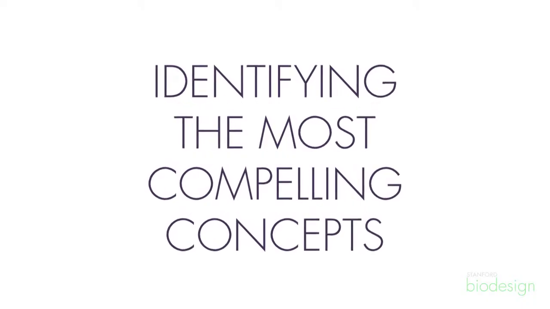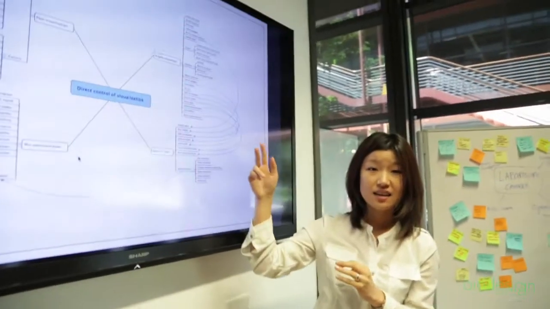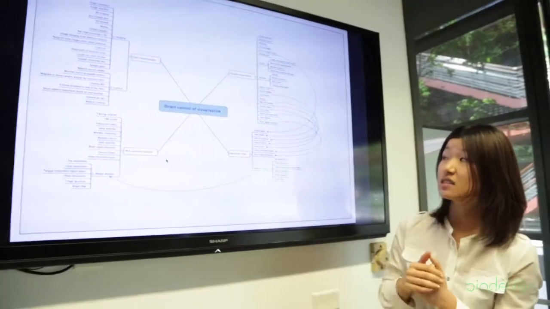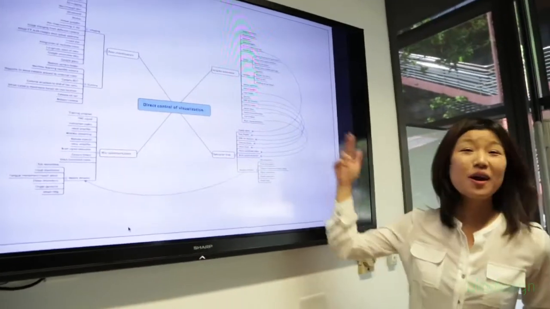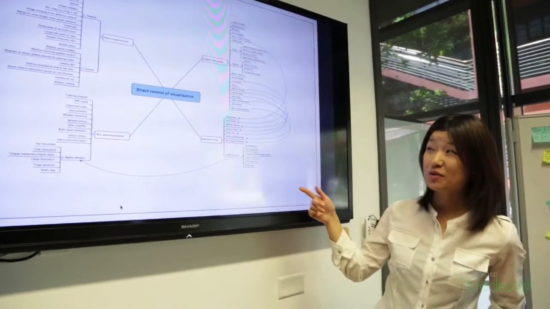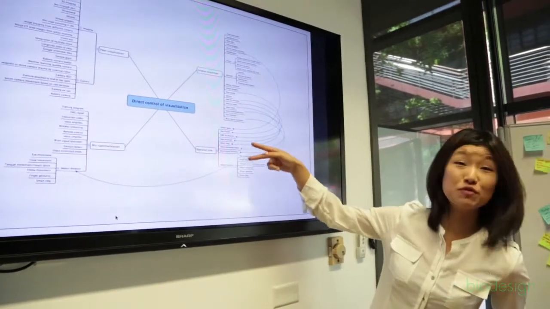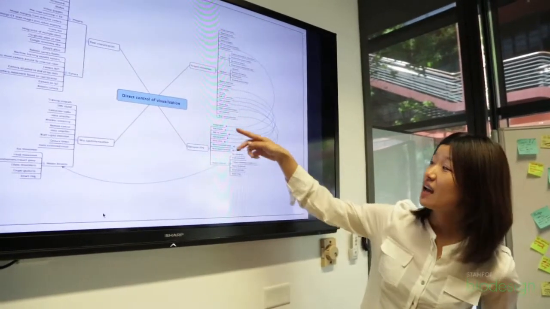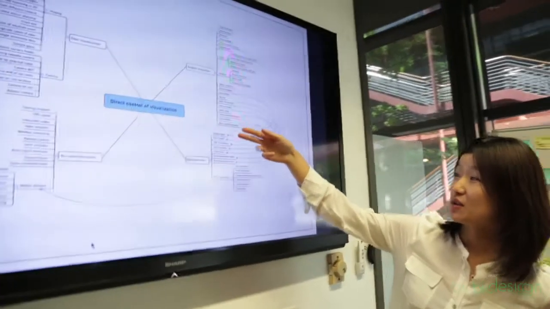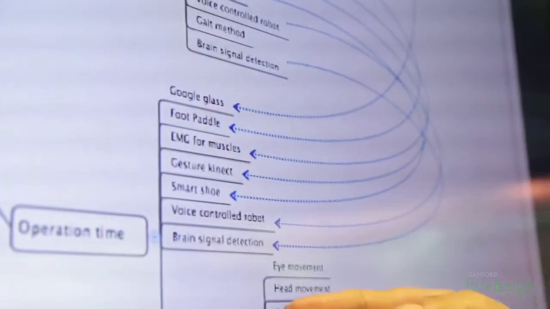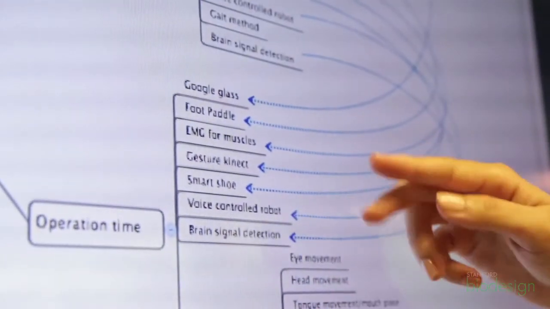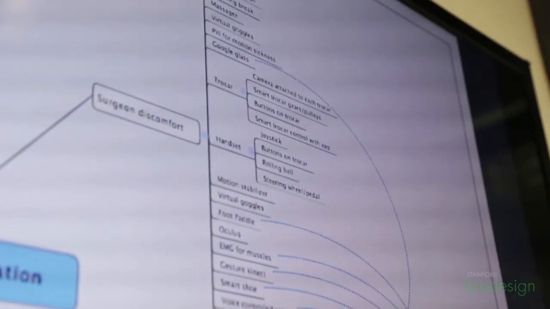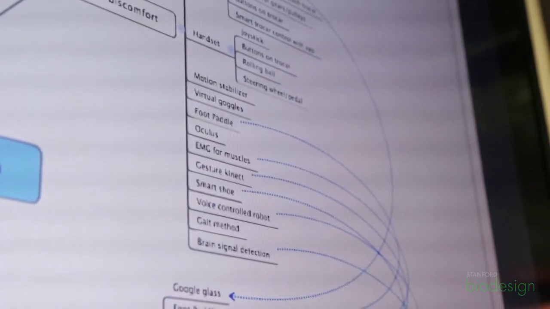And another way is to have a better way to select the most interesting, most feasible concepts. So there are many ways to play around with this software, and you can see that some of the concepts actually fall in more than one category, like the foot pedal or the Google Glass concepts, for example. They fall under both the surgeon discomfort as well as the operation time. And by doing this linkage, by adding these relationships, we can see, oh, these are actually the concepts that can solve more than one problem at the same time, and we'll pay more attention to this.